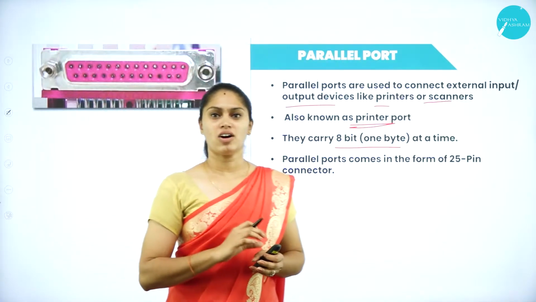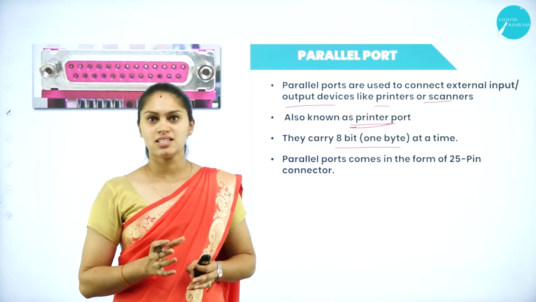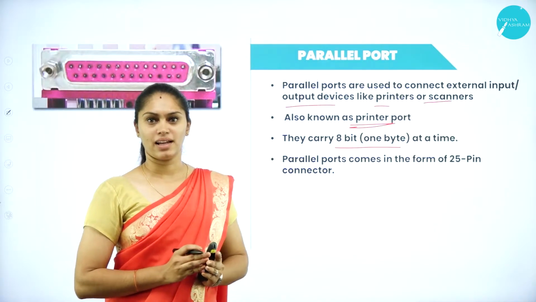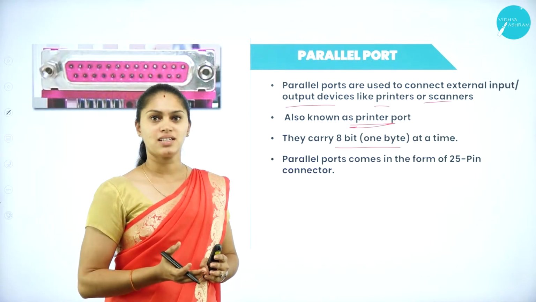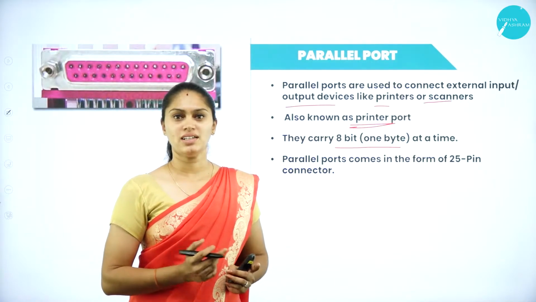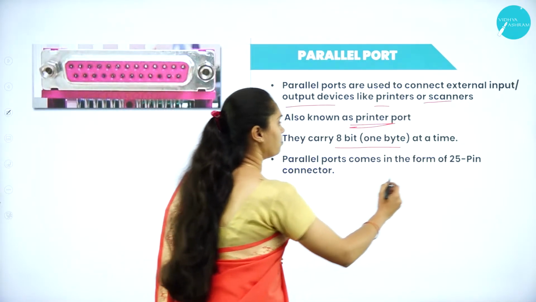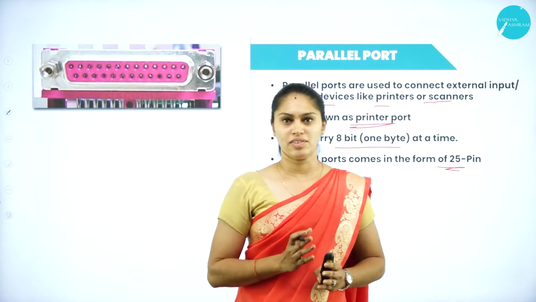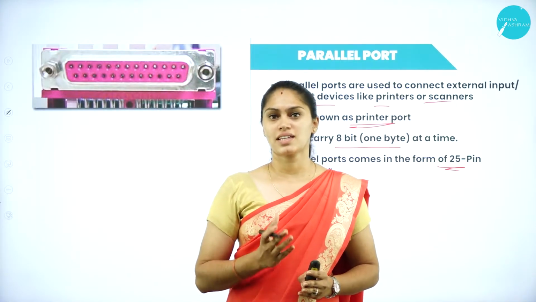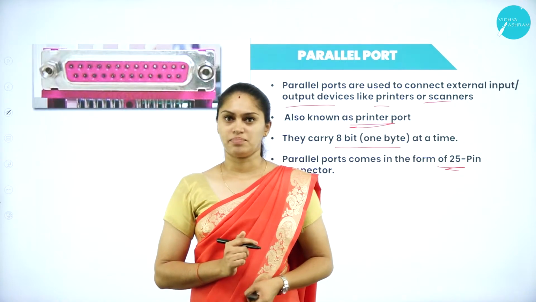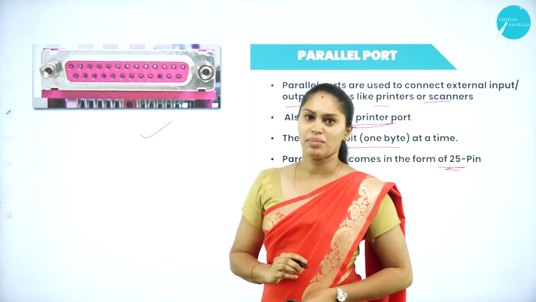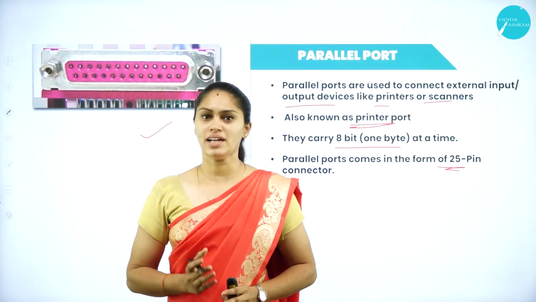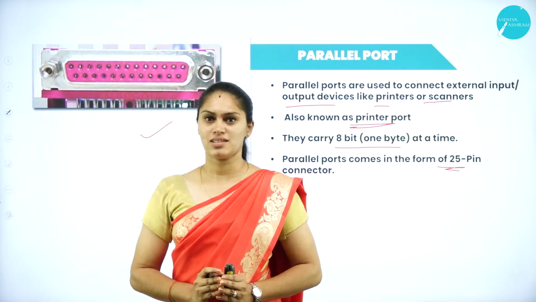So instead of sending all the 8-bit data in 8 lines, I can send 1 byte of data in a single line with the help of this parallel port. Okay, so that will be the advantage while comparing this parallel port with a serial port. Then this parallel port comes in the form of a 25-pin connector. By using this 25-pin connector, we are able to connect a scanner or printer to the computer system. So here you can see the image of the parallel port. Okay, there we have the 25-pin connector, which is mainly used to connect a printer or scanner to the computer system.